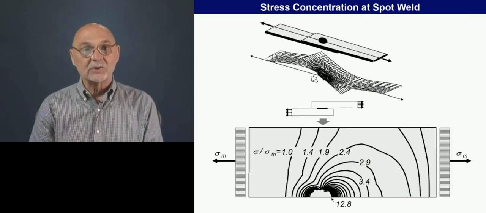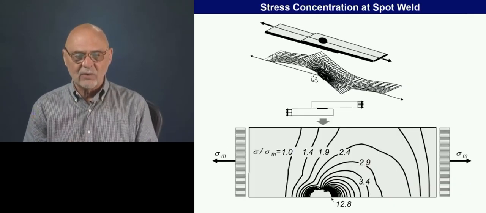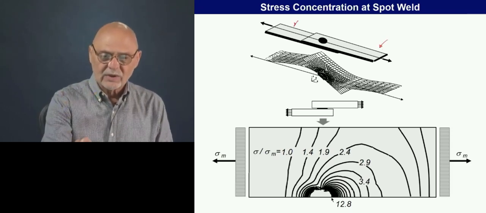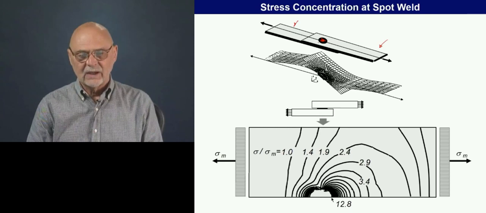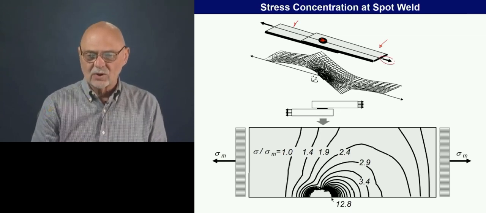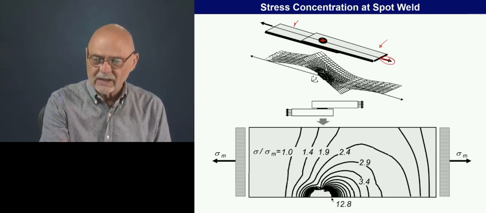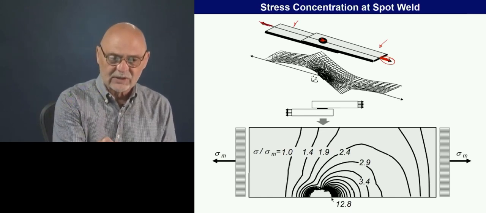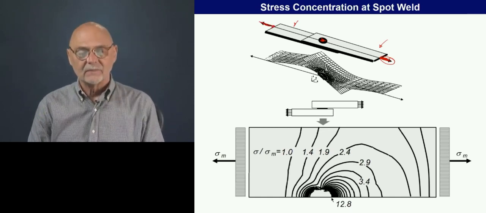So we said that there's a stress concentration at a spot weld. Here we're considering just 2 strips of material with 1 single spot weld. And we're pulling them with a tensile load. This tensile load is lined up with the top sheet in the center, and this reaction force is lined up with the bottom sheet.